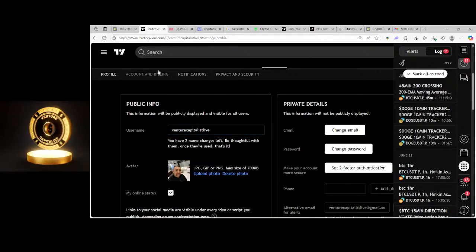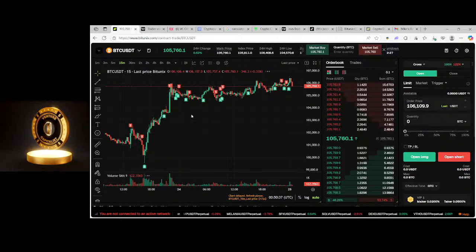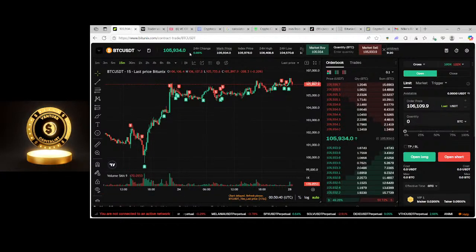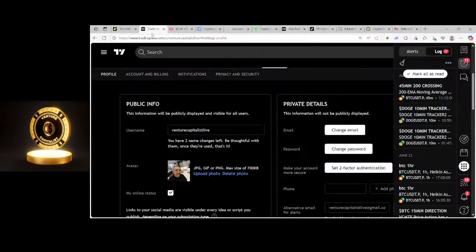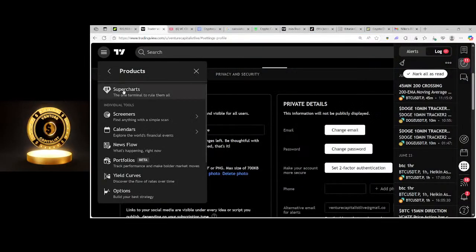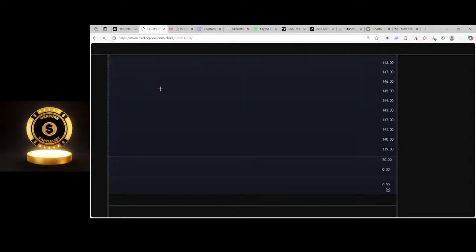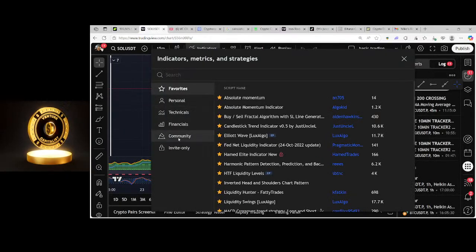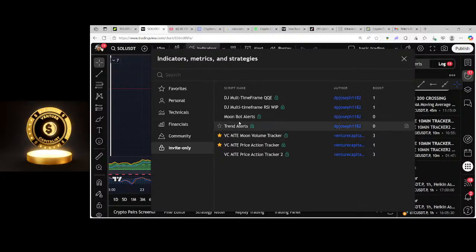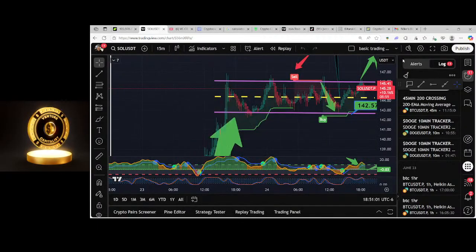You send me back your username, and then I'm going to give you access to the indicators so that when you go to your indicators, you will see the indicators that will then pop up, and it works like this. You go to indicators, you go to invite only, and these will pop up, and I'll give you access to those. All right. And that's it, man.